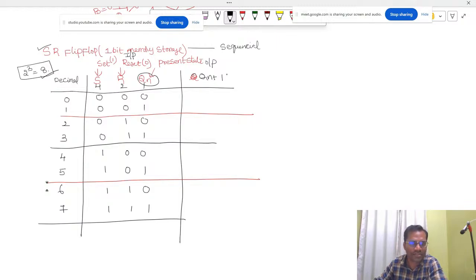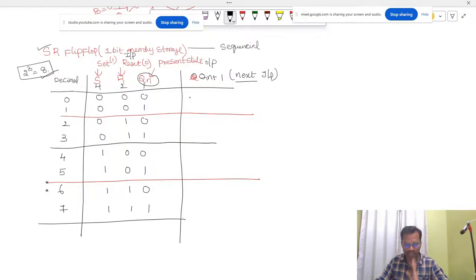Now you see here, we need to get Qn plus 1, where Qn is called the present input, and Qn plus 1 is called the next input, what you're going to get. I had already told you this is a sequential circuit. We will get the input from there, the present input, and you'll get one more input from the previous output, which is like a feedback.